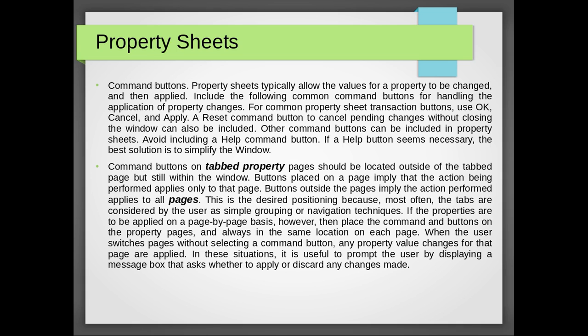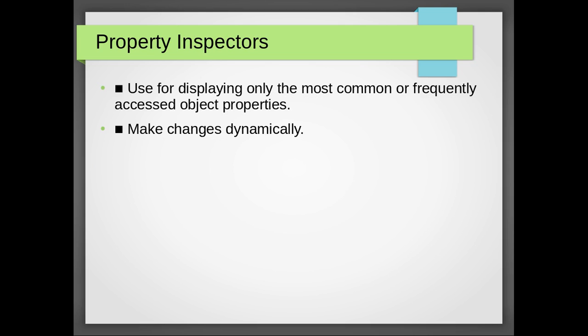If the properties are to be applied on a page by page basis, however, then place the command buttons on the property pages and always in the same location on each page. When the user switches pages without selecting the command button, any property value changes for that page are applied. In this situation, it is helpful to prompt the user by displaying a message box that asks whether to apply or discard any changes made. Now let's discuss the property inspector.